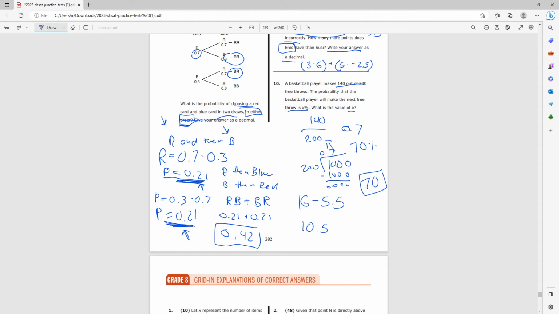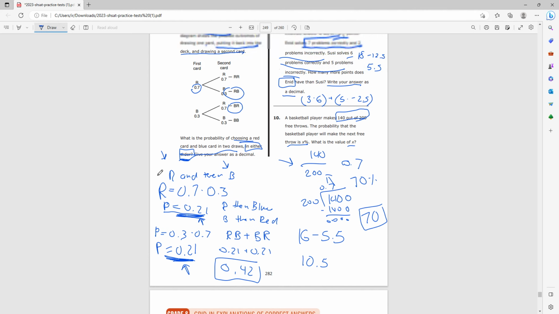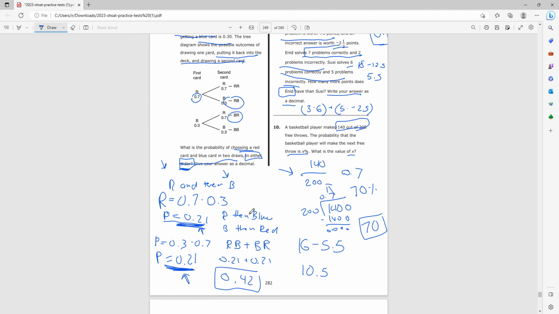So once again, it already gave us the probability, 140 out of 200, which is a 70% chance. So if we follow his already calculated probability, he's going to have a 70% chance of scoring it again. That is all 10 questions that they gave us on the 2023 SHSAT Student Handbook for the 8th grade section, or 8th grader test.